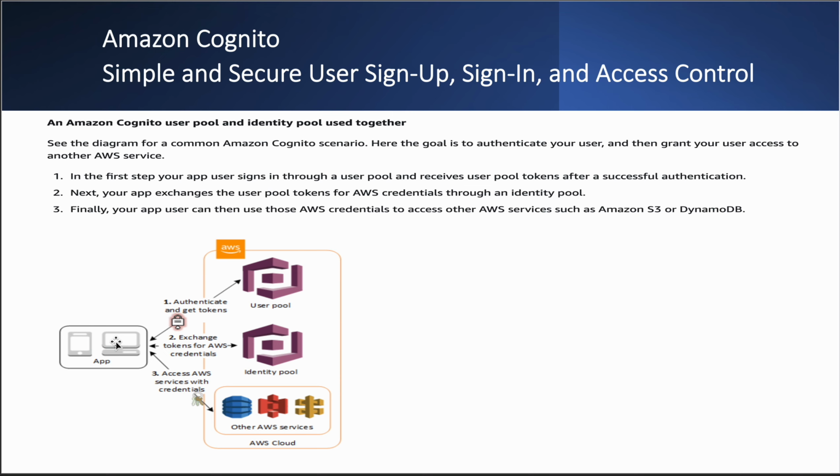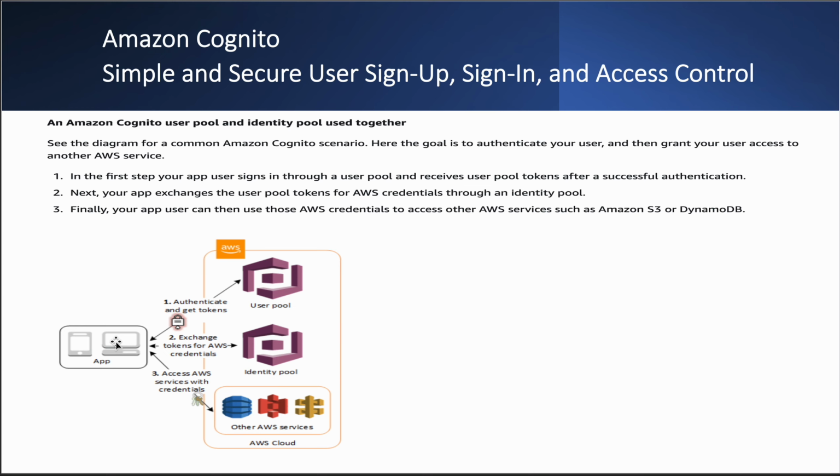Once the authentication is done, the application exchanges that user pool token for AWS credentials through the identity pool. That's where the identity pool comes into the picture, where AWS grants access to services like S3 or DynamoDB or RDS, or whatever services or modules we are using in the backend, right? And finally, our application user can then use those AWS credentials to access other AWS services.